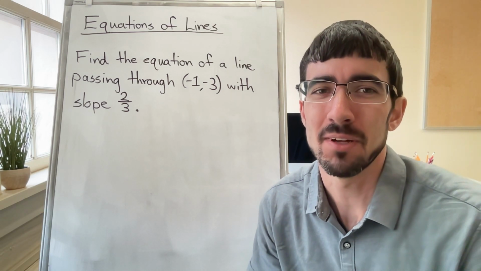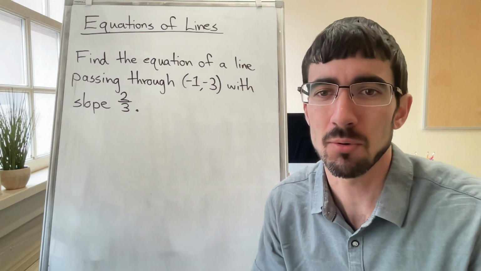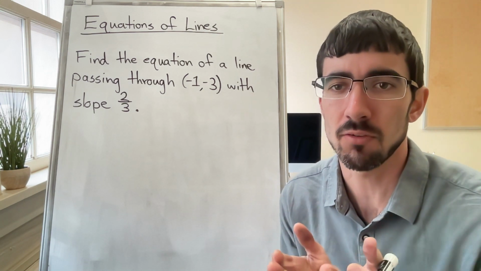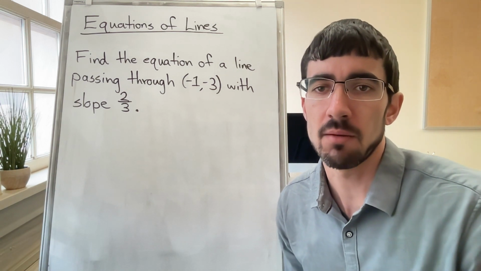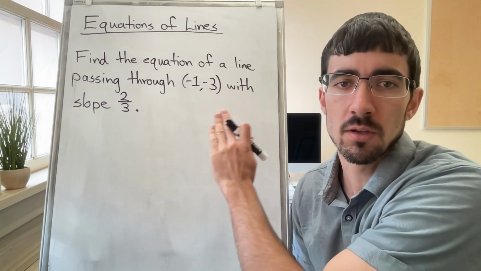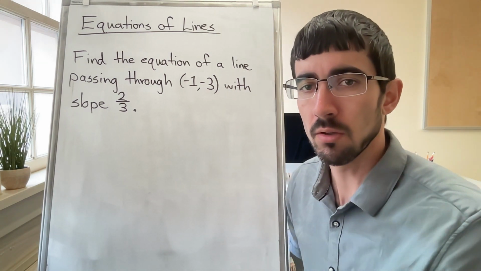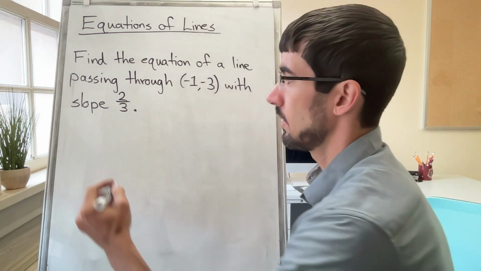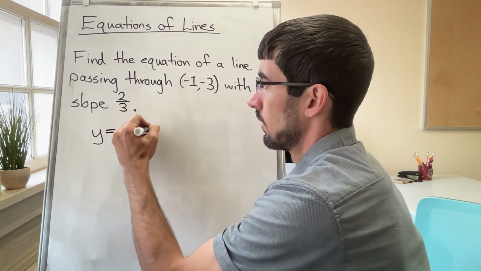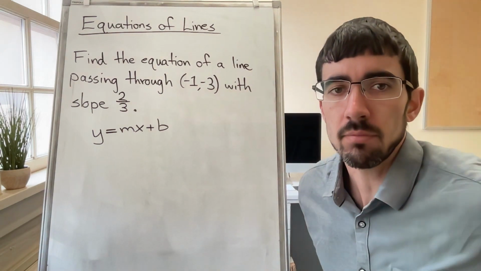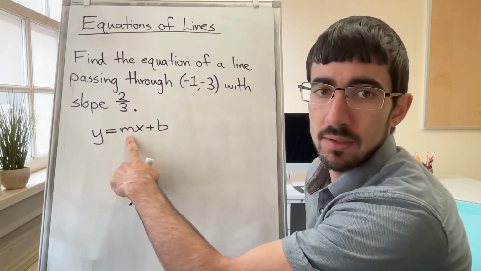In this video, we'll put everything together and look at a couple examples of finding the equations of lines given information about that line. First, let's find the equation of a line passing through a given point with slope 2/3. Remember, the equation that we are looking for in the end should have this format: y equals mx plus b. So we need to find these values, and one of them is given to us.